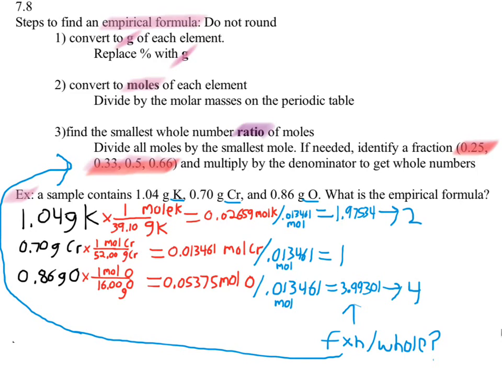And then you write your chemical formula. Write it in the same order that the problem gives you, so K and then Cr and then O. There's 2 Ks because I found 2 at the end of my K calculation, and 1 Cr and 4 Os. So this chemical formula is potassium chromate.